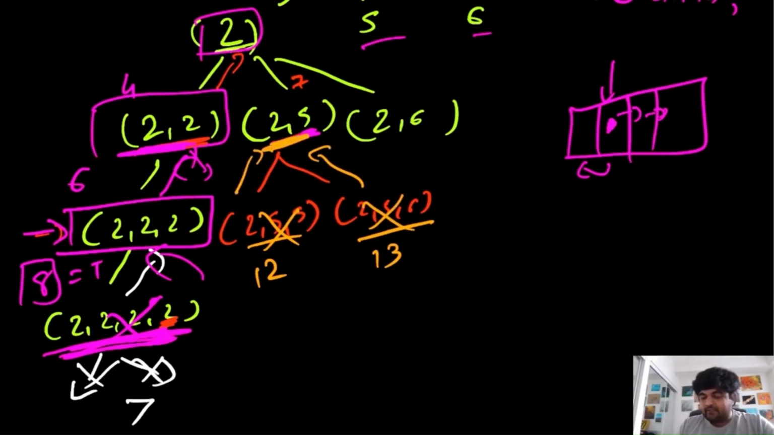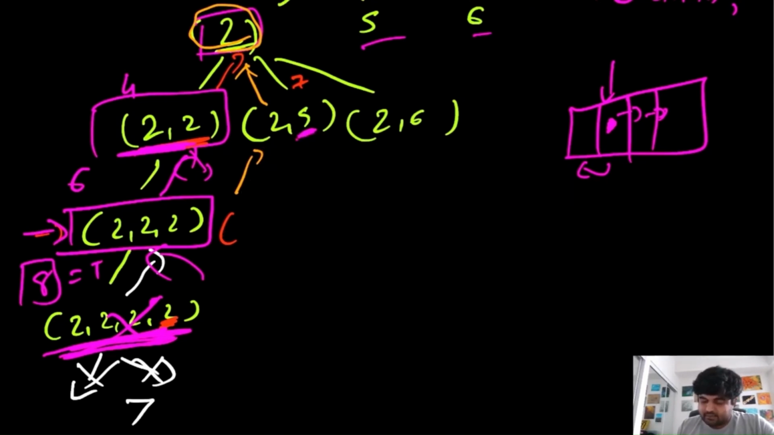So we come back at 2 5. We say that okay, we have explored all the possibilities over here. We go back to value number 2. Now the thing is, at value number 2, have we explored all the possibilities? No, there is still one possibility pending, which is 2 6.